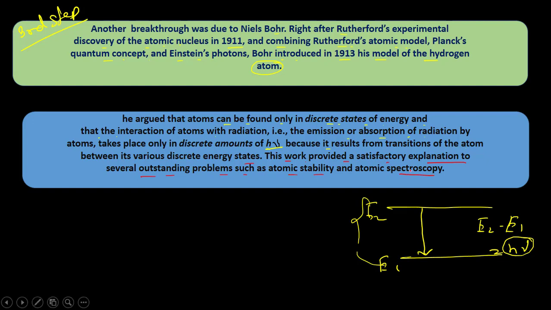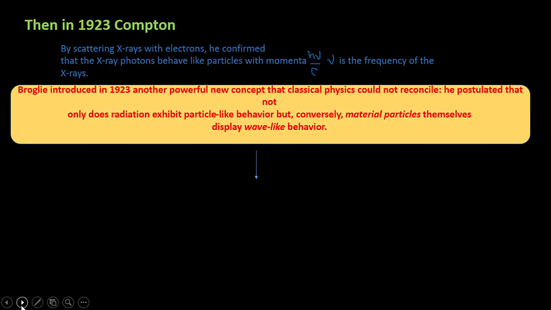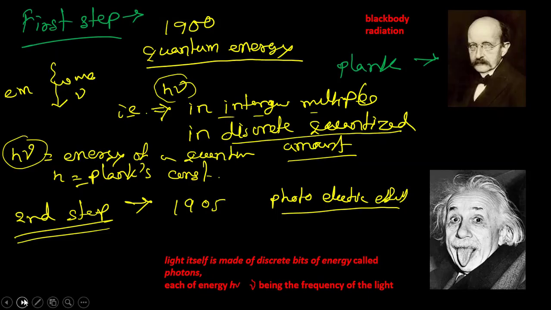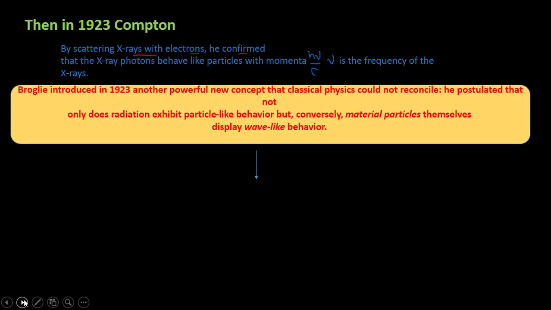Now, in 1923, what did Compton do? By scattering X-rays with electrons, he confirmed that, and everyone is finding the same things, which classical theory was unable to describe: the X-ray photons behave like particles with momenta h nu by c. With quantized energy h nu and momenta h nu by c, we can convert momenta to energy and energy to momenta. Nu is the frequency of X-rays.